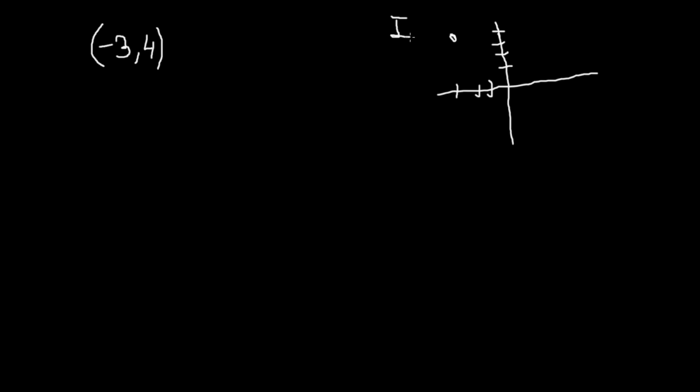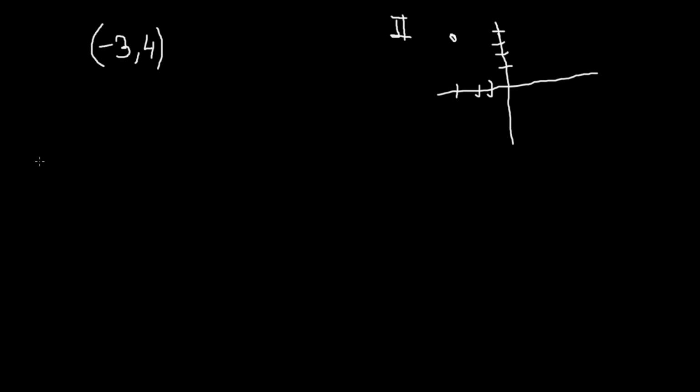Let's say our coordinate is (-3, 4). So again, let's see what quadrant this is in. -3 is to the left side and 4 is upwards, so it's somewhere right here. So it's in the second quadrant. Keep this in mind.